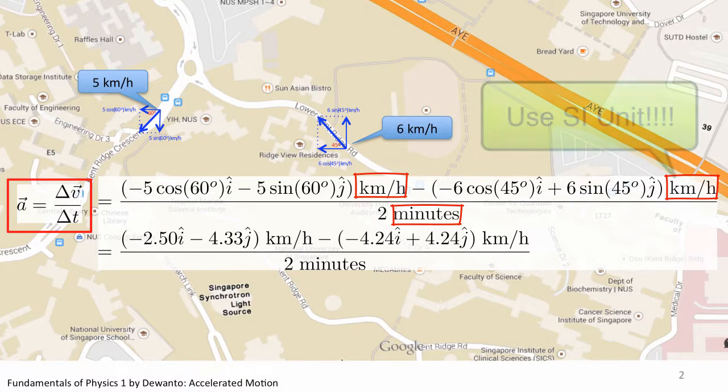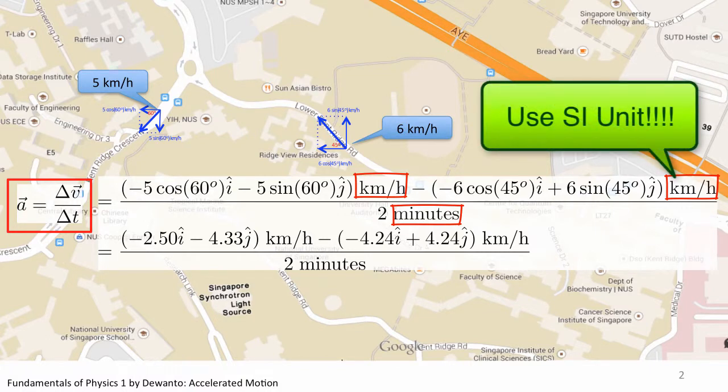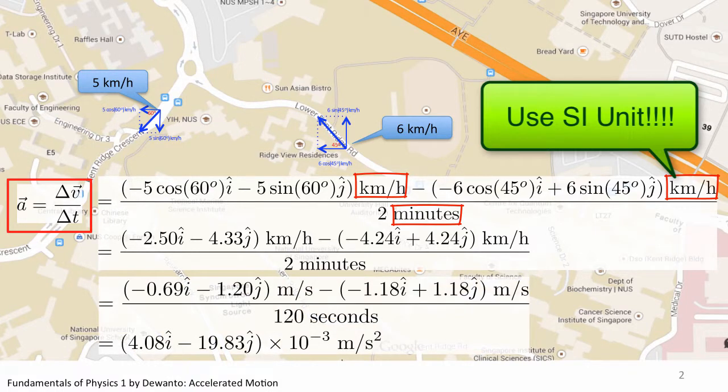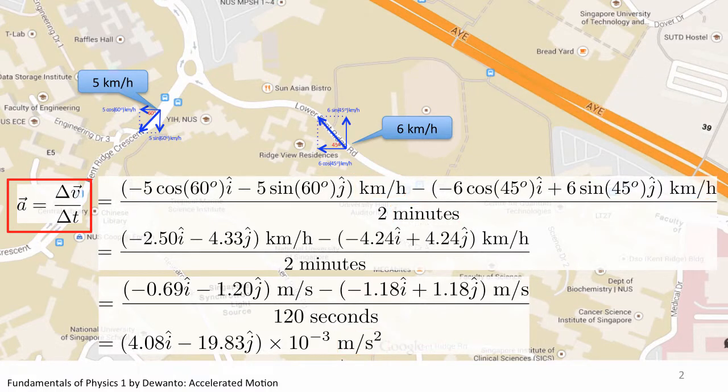So you have to convert the units to SI units, and in so doing, you will have to change the numerical value as well. 1 kilometer is 1000 meter, 1 hour is 3600 seconds, and in case you forget, 1 minute is 60 seconds. The unit of velocity is meter per second, whereas the unit for time is second. So change of velocity over time will give you a quantity having a unit of meter per second per second, or meter per second square.